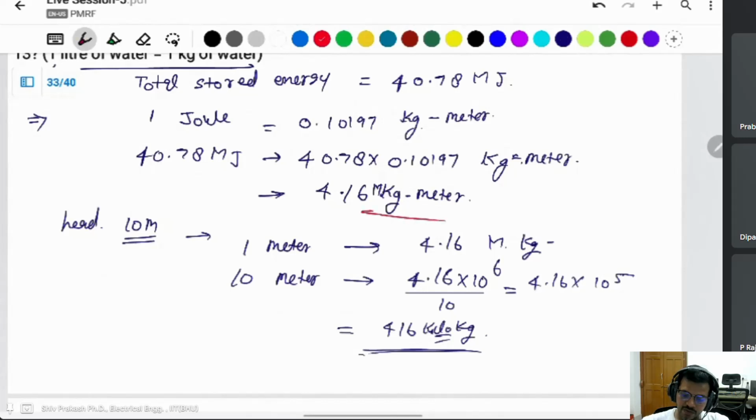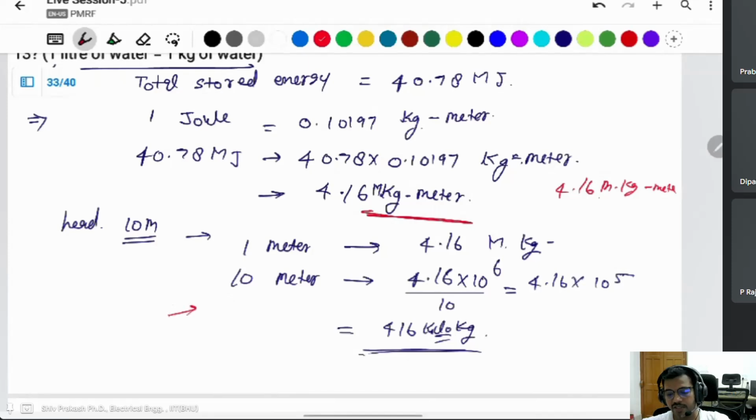Because here it is not given as 4.16 mega kg per meter. If it were given per meter, it would mean 1 meter is equal to this amount. But it is not given per meter, so this will be kg meter. That's why it should be divided by 10. If we increase the water head, then this will decrease the total kilogram.